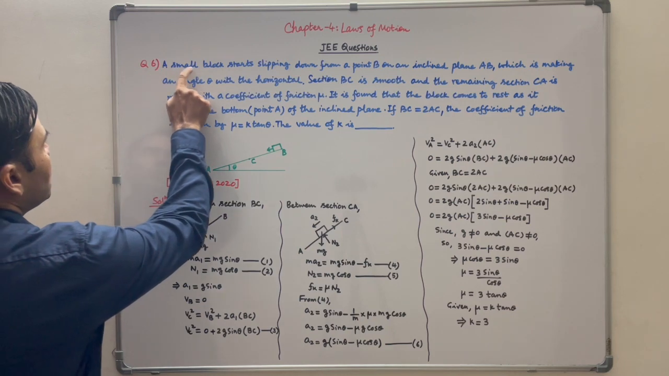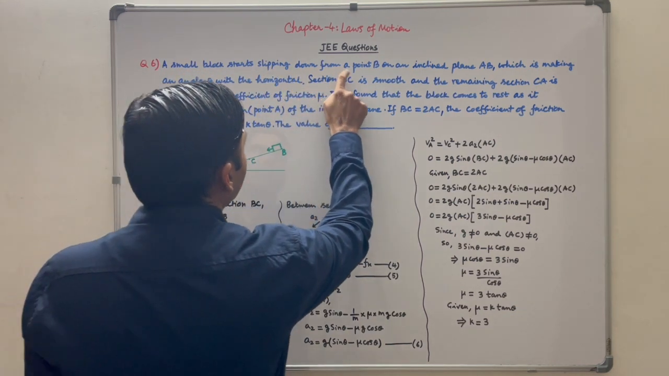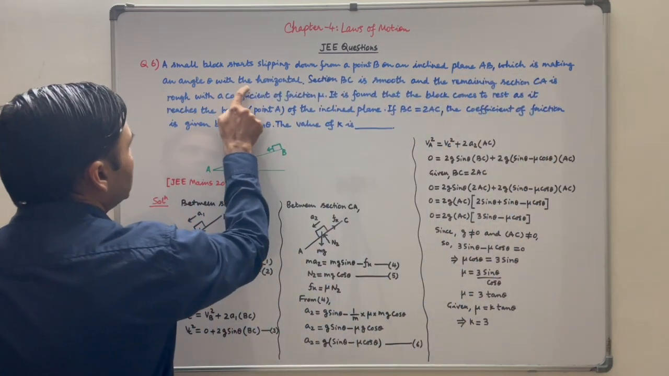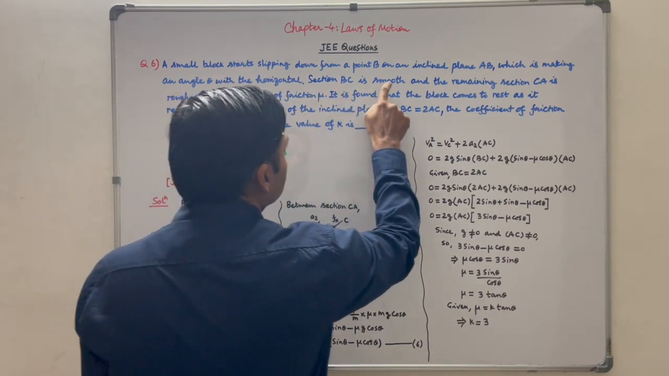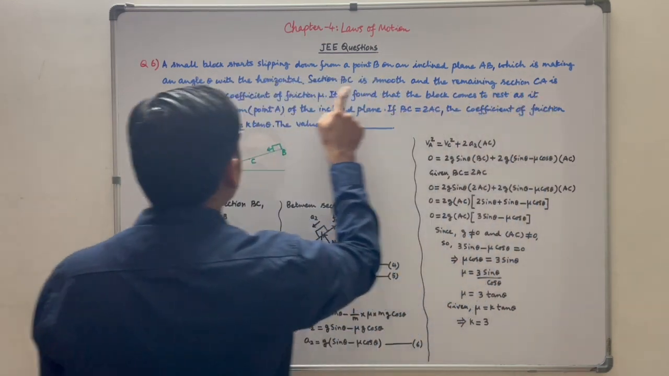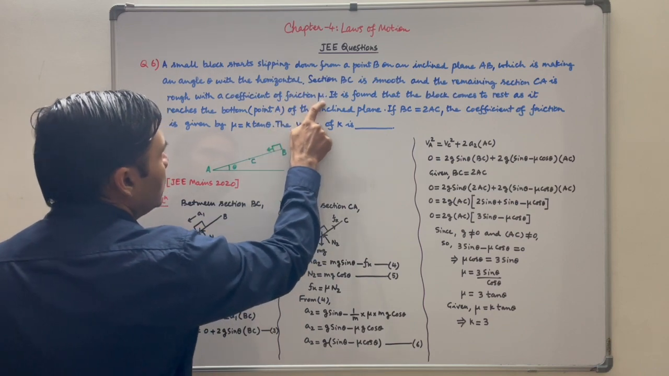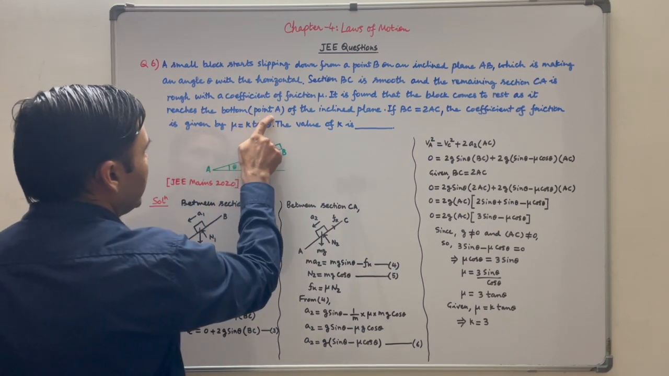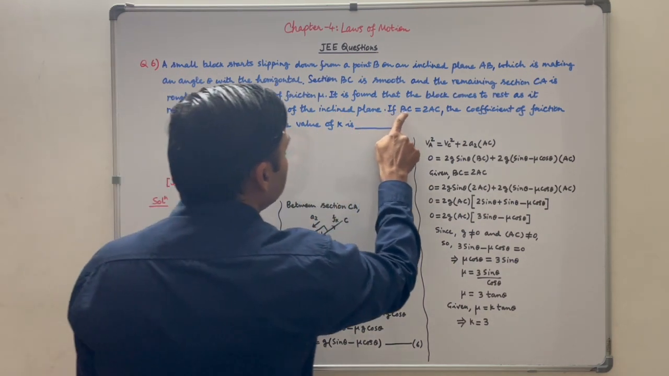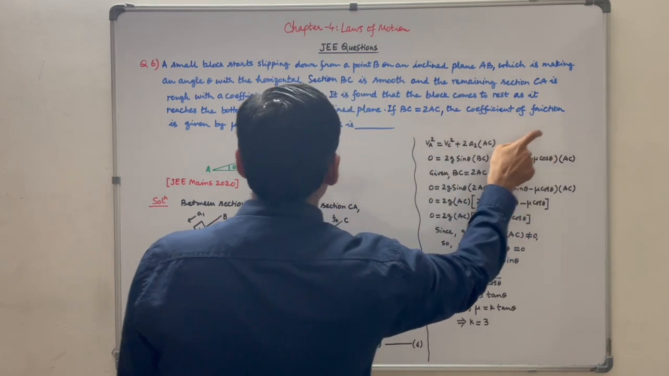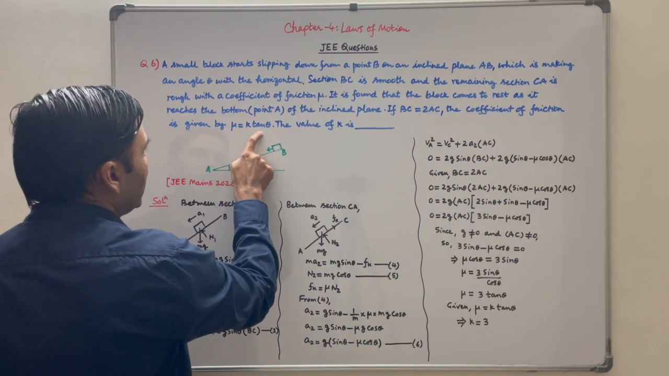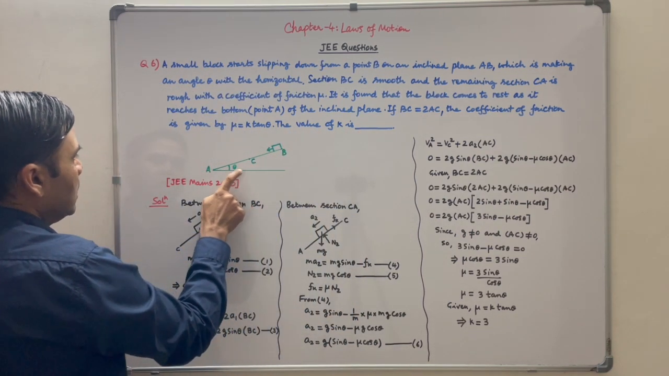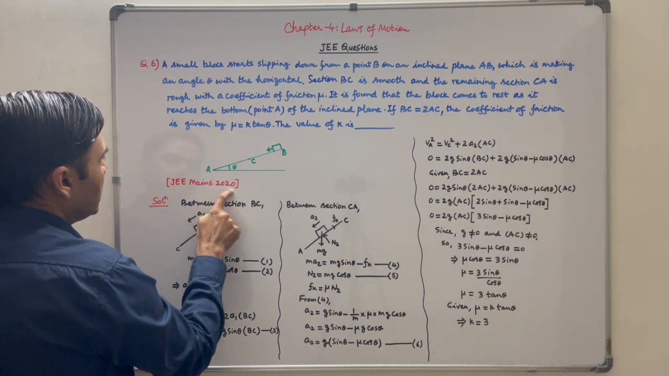Sixth question, a small block starts slipping down from a point B on an inclined plane AB, which is making an angle theta with the horizontal. Section BC is smooth and the remaining section CA is rough with a coefficient of friction mu. It is found that the block comes to rest as it reaches the bottom point A of the inclined plane. If BC is equal to 2AC, the coefficient of friction is given by mu is equal to k tan theta. The value of k is. This is the figure given. This question was asked in JEE Mains 2020.